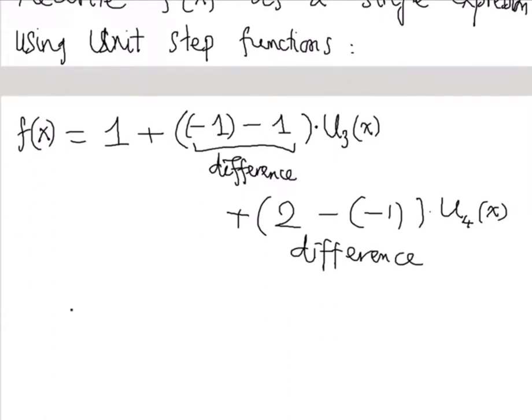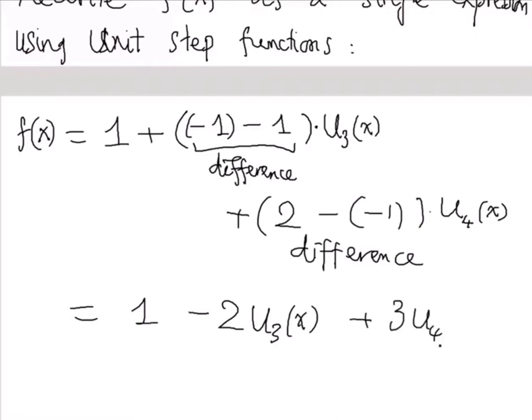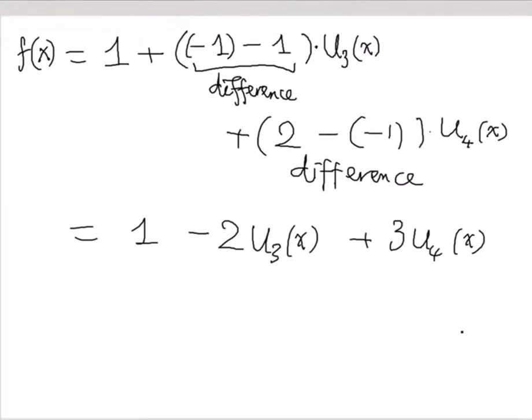Now we just need to simplify. We get 1, and then minus 2 times u3 of x plus 3 u4 of x. Now we have a single formula for the function f. Then we apply the Laplace transform.